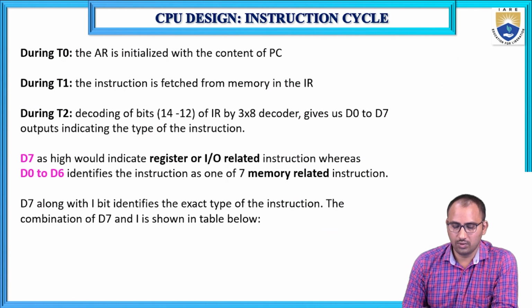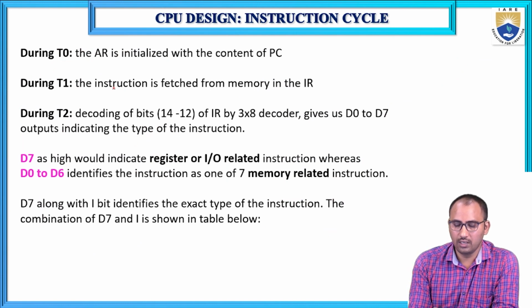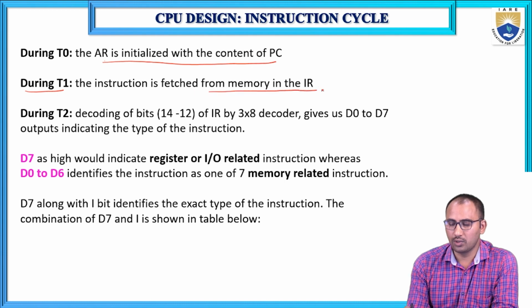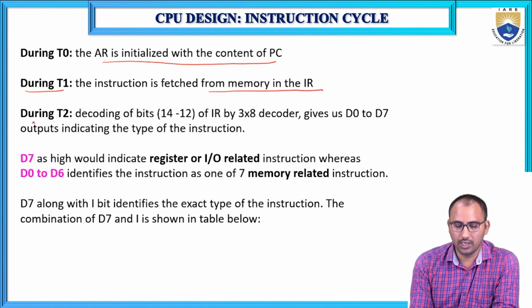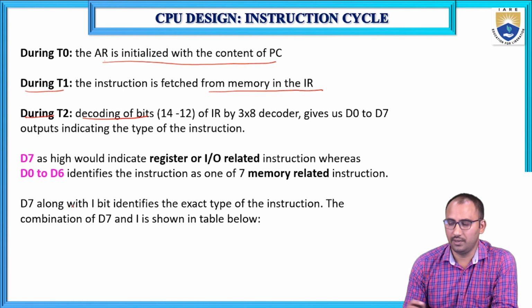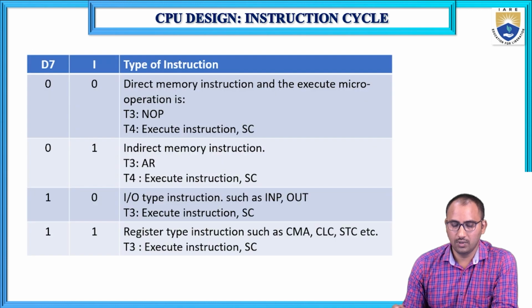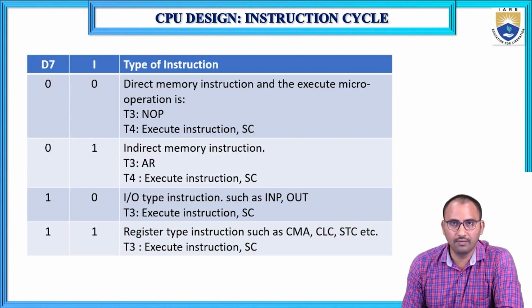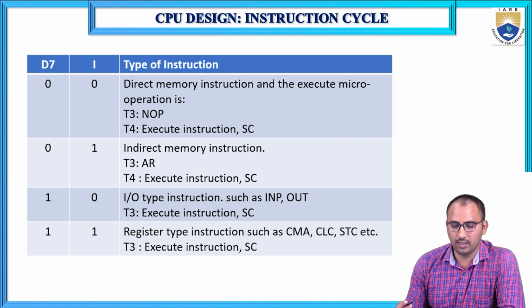Okay. So these we have already seen. During T0, the AR is initialized with the contents of the program counter. During T1, the instruction is fetched from memory into the IR register. During T2, the instruction will be decoded. During T3, the instruction will be executed. So based on the D7 and I, we can decide what type of instruction it is.